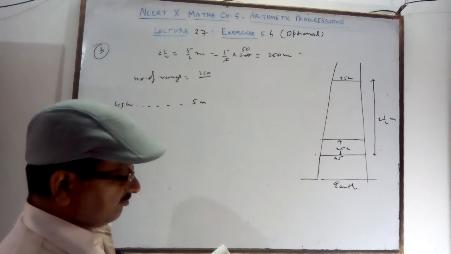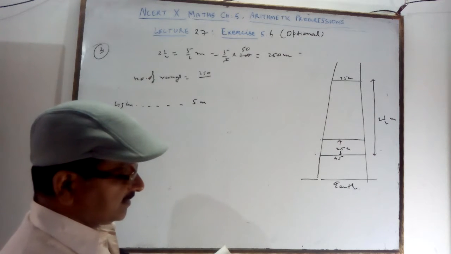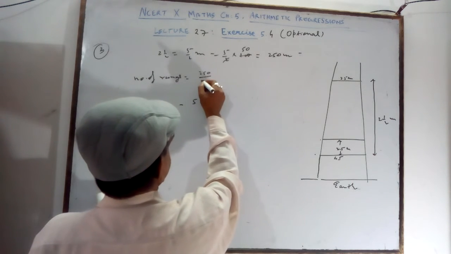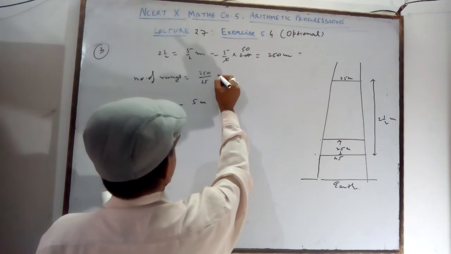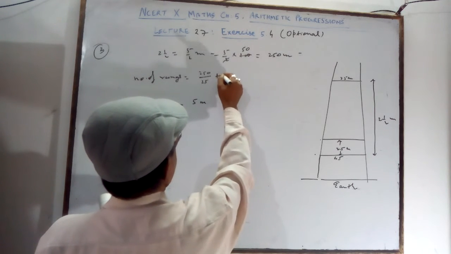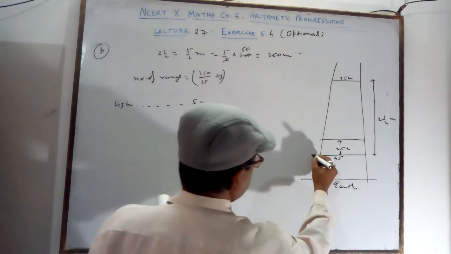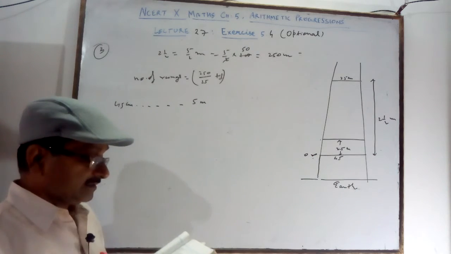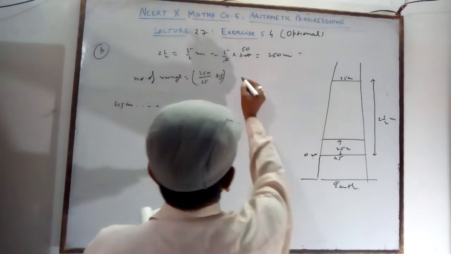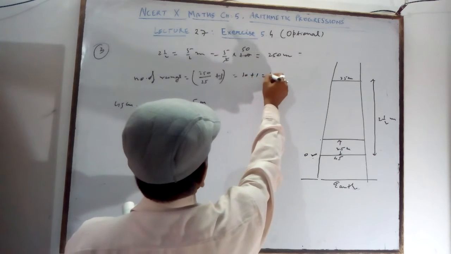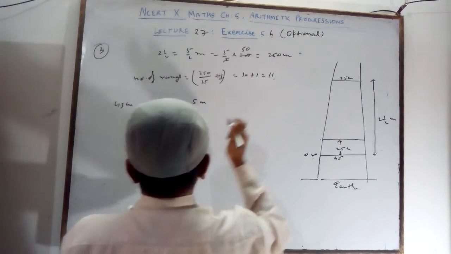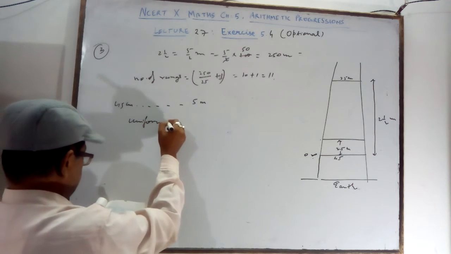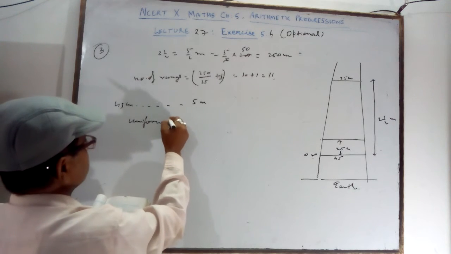Uniformly it is decreasing. The distance of 25 centimeters between them is given. So the number of rungs is the total distance divided by the distance between them, 250 divided by 25, plus 1. Why plus 1? Because one rung is given at the 0 place. So 0, 1, 2, 3, it will also be counted. That's why you add 1 here for the number of rungs. You get 10 plus 1, that is 11. So 11 rungs decrease uniformly.